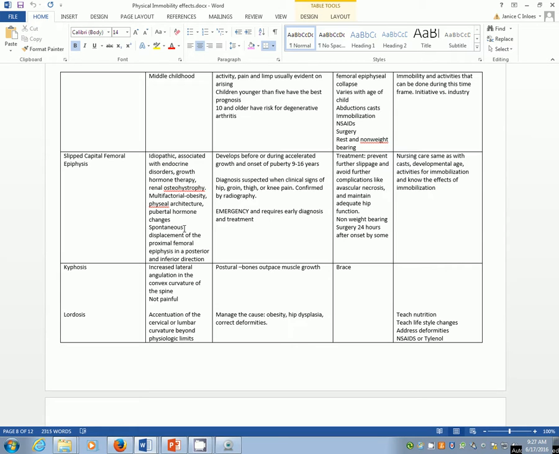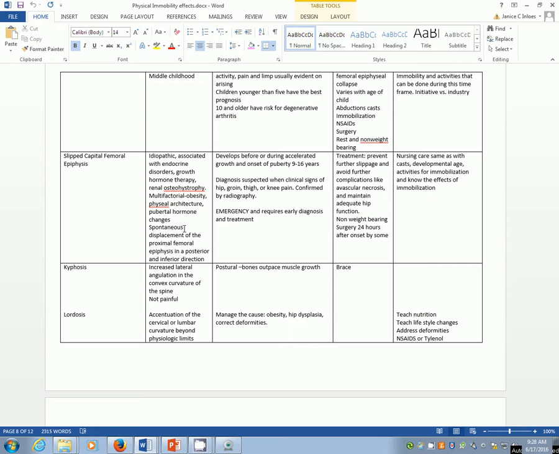Now, we're not going to be able to tell that by looking. What we're going to see is children who are before or during that accelerated growth onset, usually 9 to 16. We usually can diagnose it when we see clinical signs of hip, groin, thigh, or knee pain. It's confirmed by x-ray.